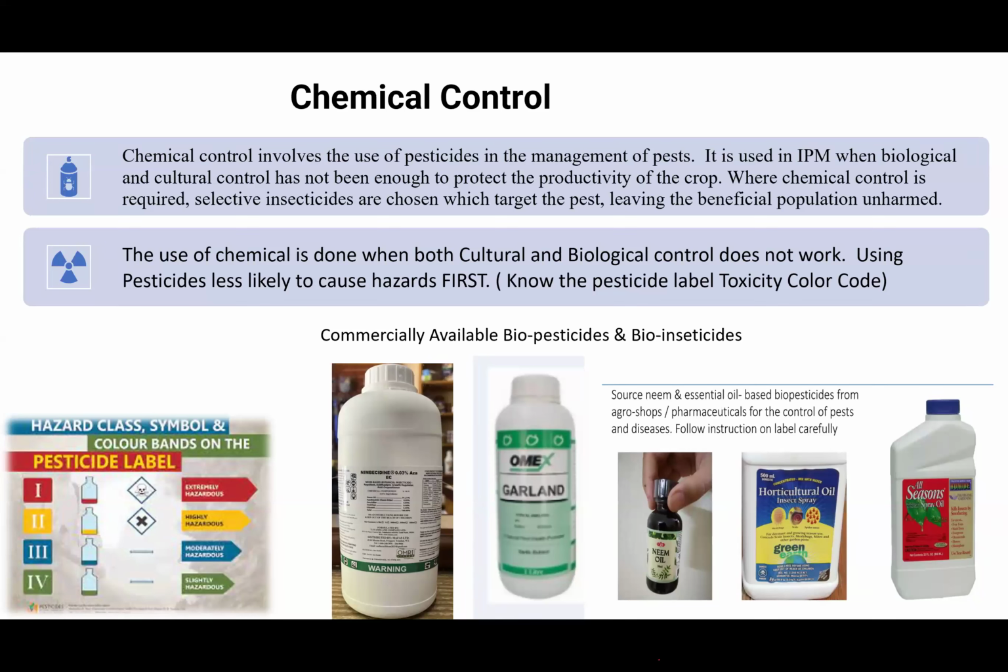When you talk about chemical control, the first thing you focus on are biopesticides, right? And if you look at my pictures, based on different pesticide labels, they are labeled according to color. So you have green, which is slightly hazardous. Those are biopesticides. Then you have moderately hazardous, highly hazardous, or extremely hazardous, right? So you start off using green, focus on green.